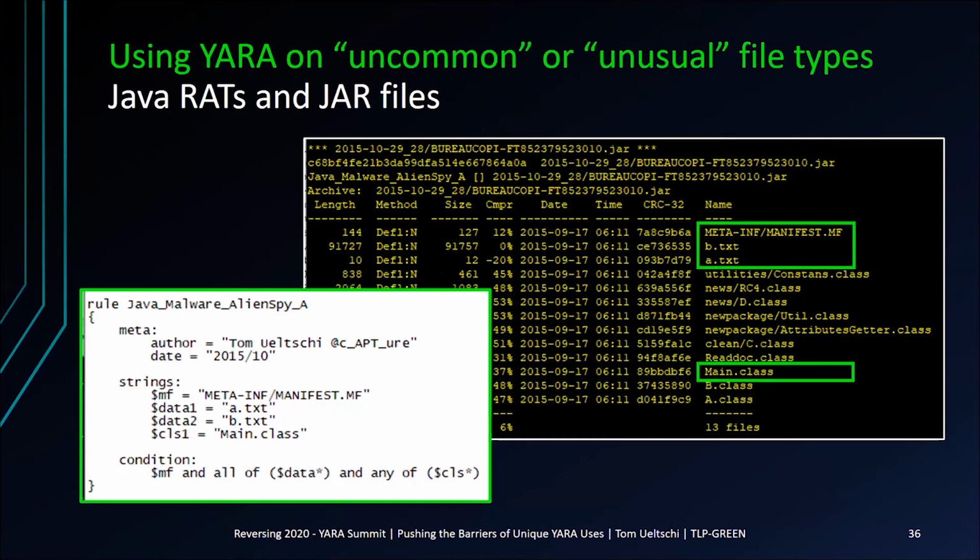Sometime in 2015, I started tracking the different Adwind families by the file names inside the JAR files. This is an Alien Spy variant identified by the a.txt, b.txt, and main.class. Each JAR file also must have the manifest.mf file in the META-INF folder.